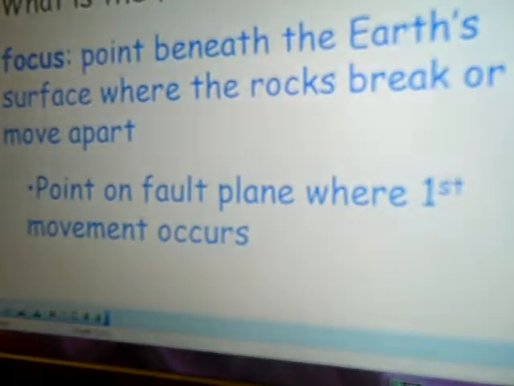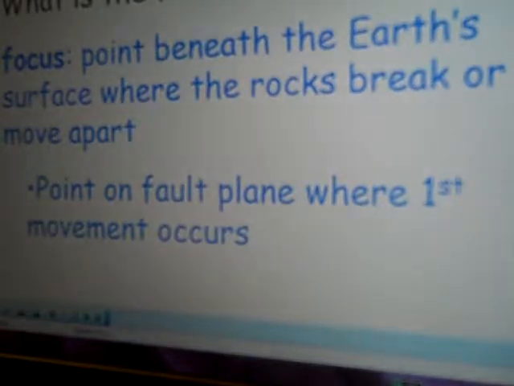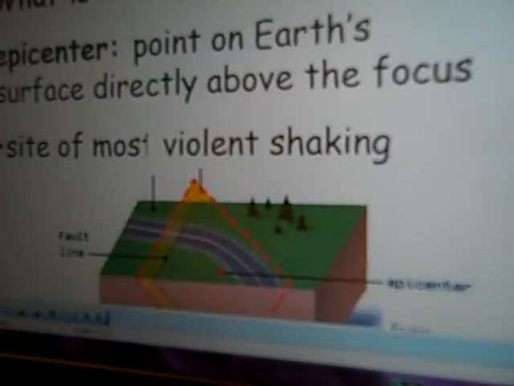The first one I'm going to go over is earthquakes. Earthquakes, there's a couple of things for the final that you need to know. And like I said, this is a quick review, so please make sure you look at your notes. There is a focus, and that is where the earthquake actually begins, and it's up underneath the Earth's surface. Next, we talked about an epicenter, which is the point directly above the Earth's surface.